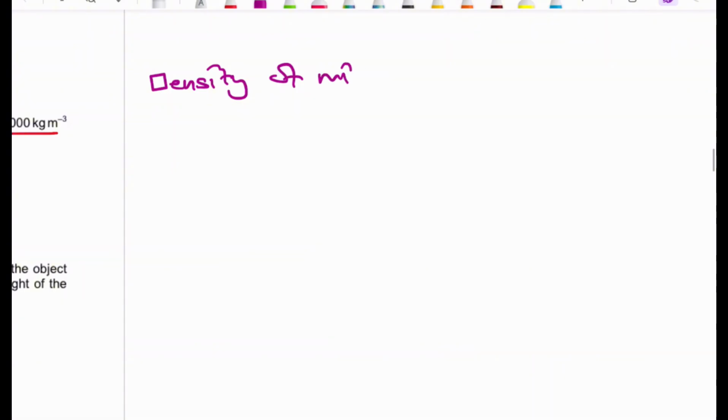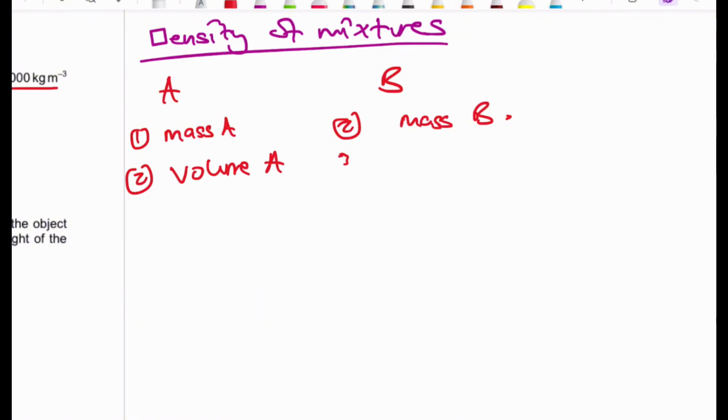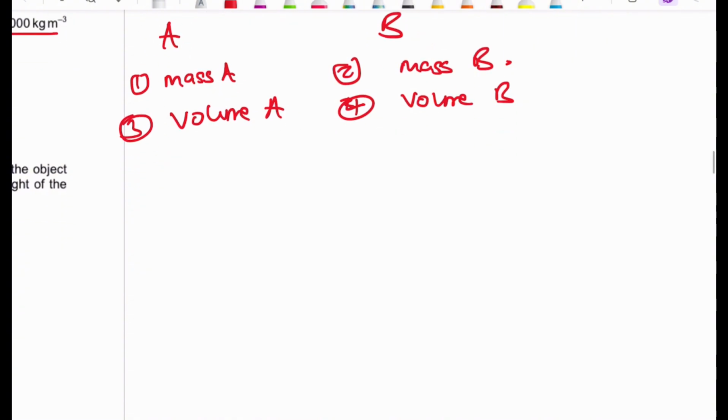Density of mixtures. If you have two mixtures, mixture A and mixture B, or even C, and you want to find the density when you mix them all together, you basically need the mass of A and the mass of B. You also need the volume of A and the volume of B. These are the things that you're going to be needing. But what are you going to do with this?